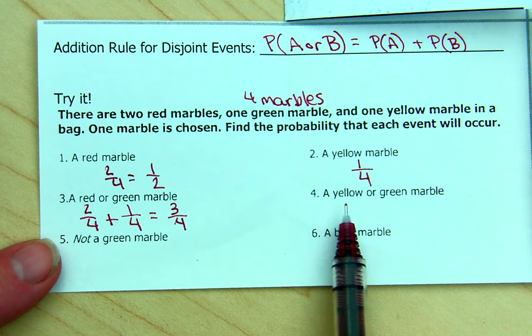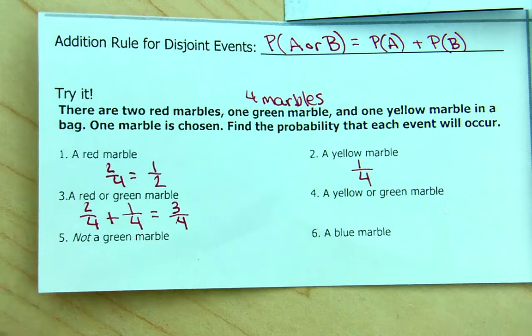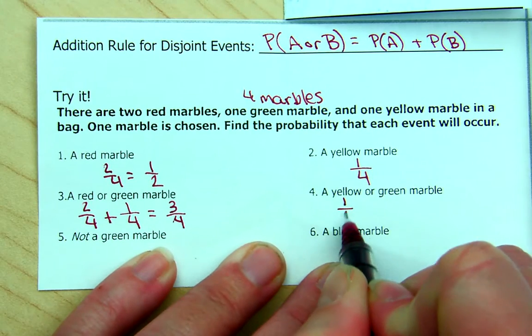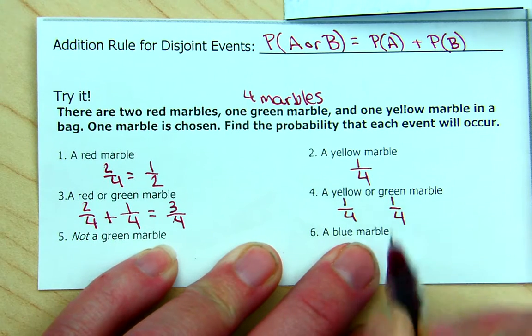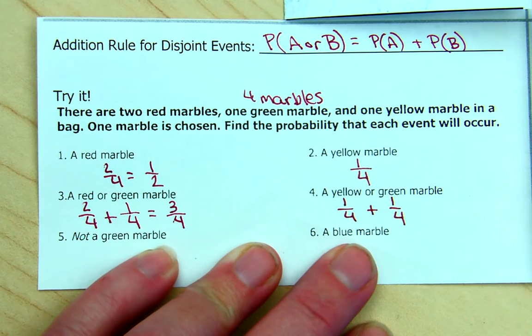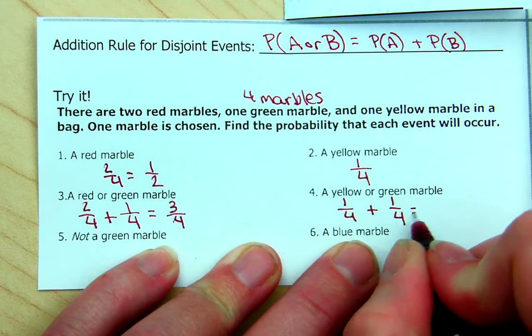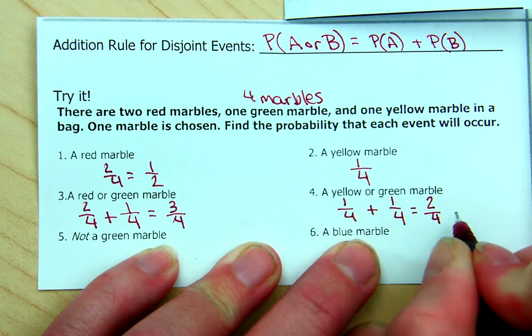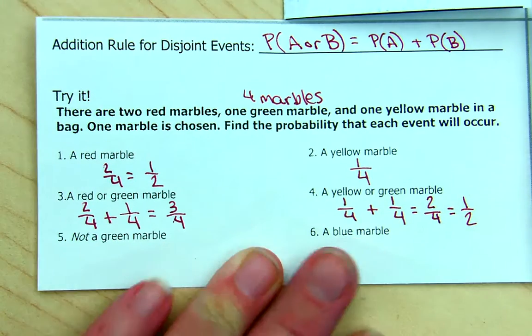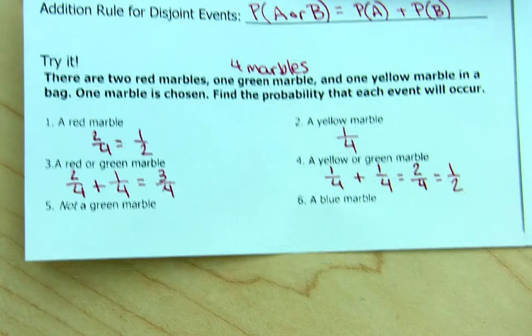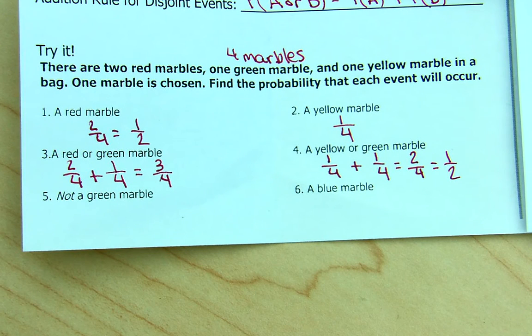If we're talking about a yellow or a green, there's 1 yellow and 1 green. So 1 in 4 for each. And since it's an or, we add them together. So we get a 2 in 4 or 1/2. Is this making sense?